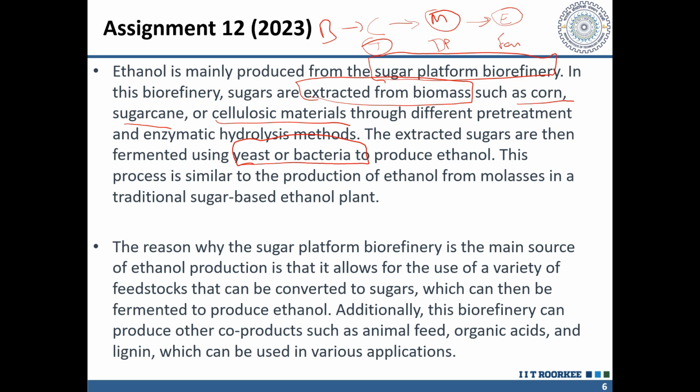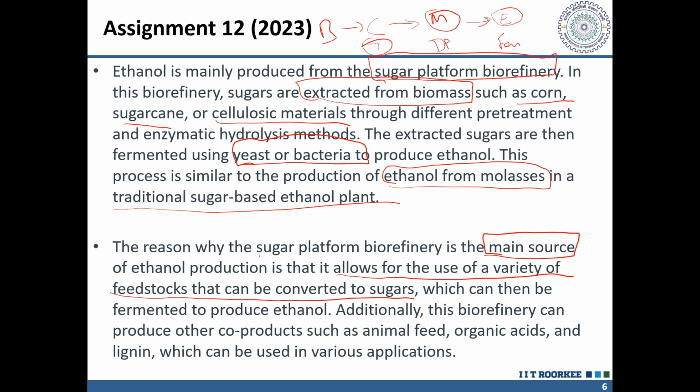This process is very similar to the process which we have learned in the previous weeks, in which we saw the production of ethanol from molasses, just like a traditional sugar-based ethanol plant. The reason we are utilizing sugar-based biorefineries compared to molasses is that in a sugar platform refinery we can use any biomass which is carbohydrate rich in its source. It allows for the use of a variety of feedstock that can be converted to sugars, which can then be fermented to produce ethanol.